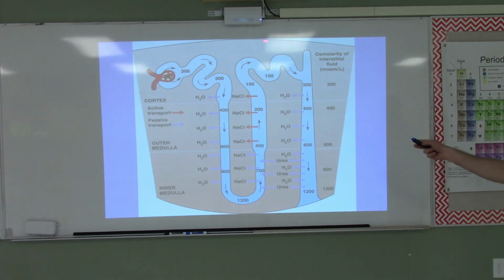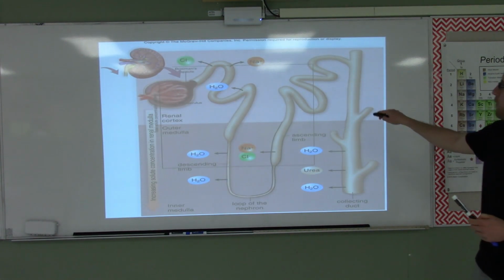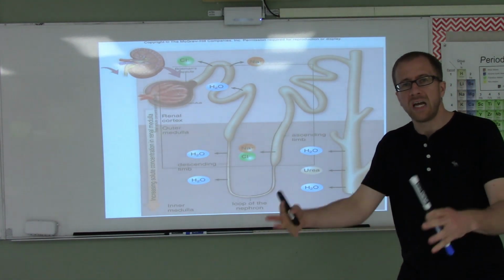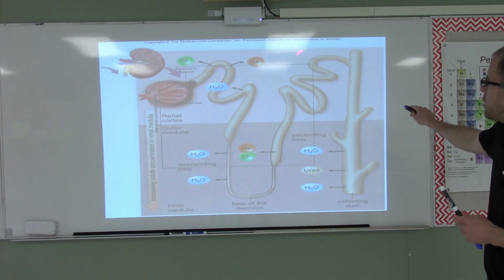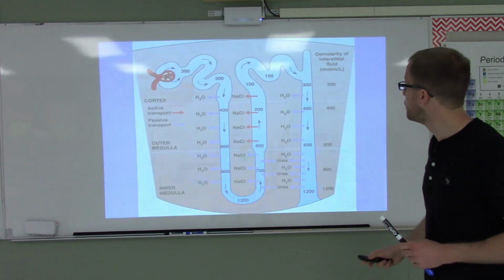So here is where a lot of that addition of things like hydrogen ions, potassium ions, and other toxins is occurring in the distal convoluted tubule, right? Distal to your Bowman's capsule.